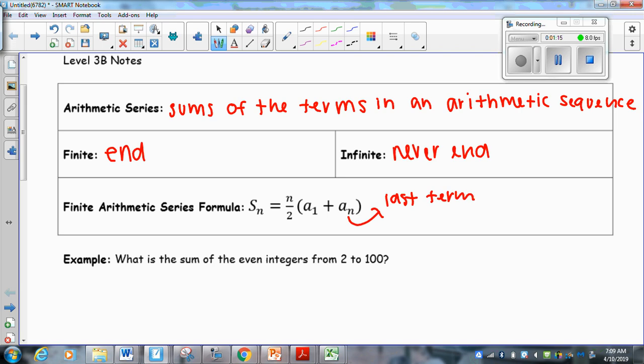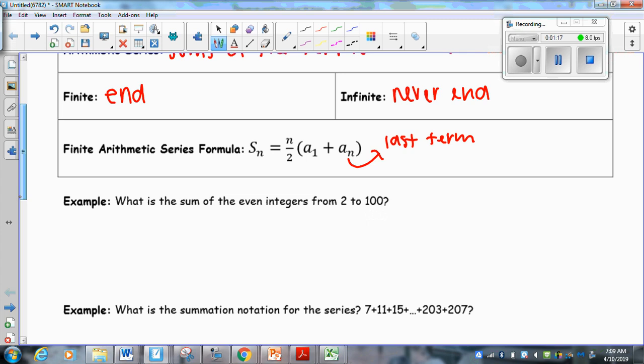Okay, so let's say we wanted the sum of the even integers from 2 to 100. So we have a1, that's going to be 2. We have an, our last term, that's going to be 100. But what is n? So think about it, even integers from 2 to 100, that's half the numbers. So that means n would be 50.